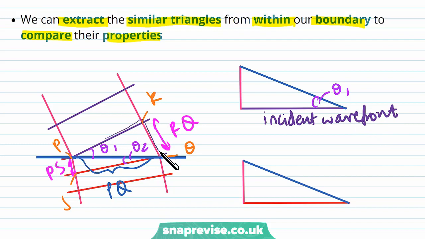So what we've extracted is this triangle. That means that this side here is RQ and this blue line is PQ. It's the side of the triangle that's along the interface. So we're calling this PQ.